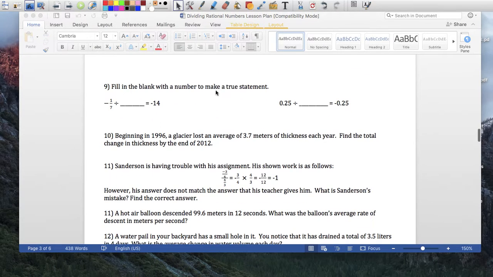Beginning of 1996, a glacier lost an average of 3.7 meters of thickness each year. Find the total change in thickness by the end of 2012. So every year, this glacier is losing, and this is how we're going to refer to that number. Because it's losing, it's a negative connotation here. So negative 3.7. We want to find how much it changed in all these years. So 2012.